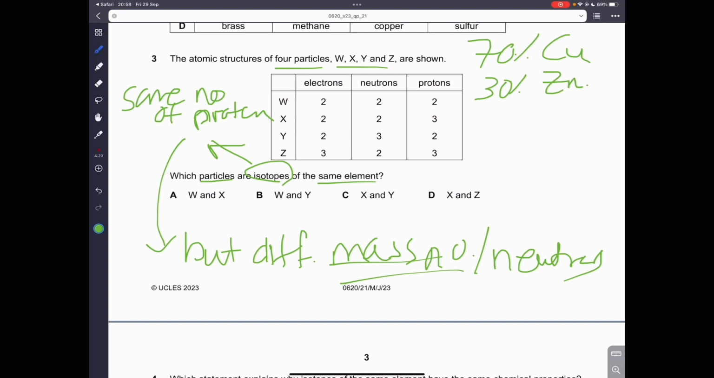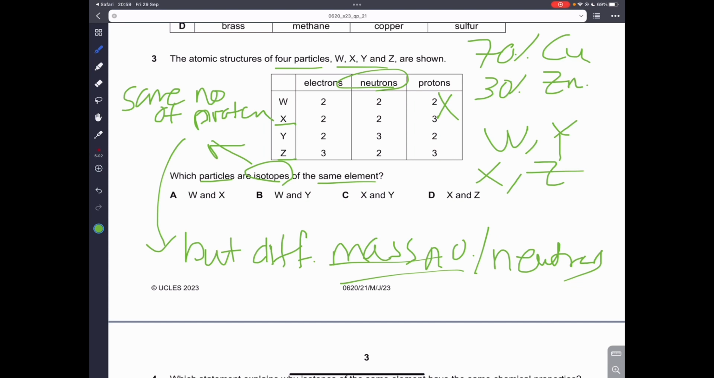We can see that W and X have different protons, so they're definitely not isotopes of each other. We can see that X and Z have the same proton number of 3. W and Y have the same proton number of 2. So W and Y, X and Z could be a pair, but we have to look further at whether they are really isotopes or not. The difference between them is the number of neutrons. If the neutrons are the same, this means they are not isotopes, they are basically the same isotope of an element.